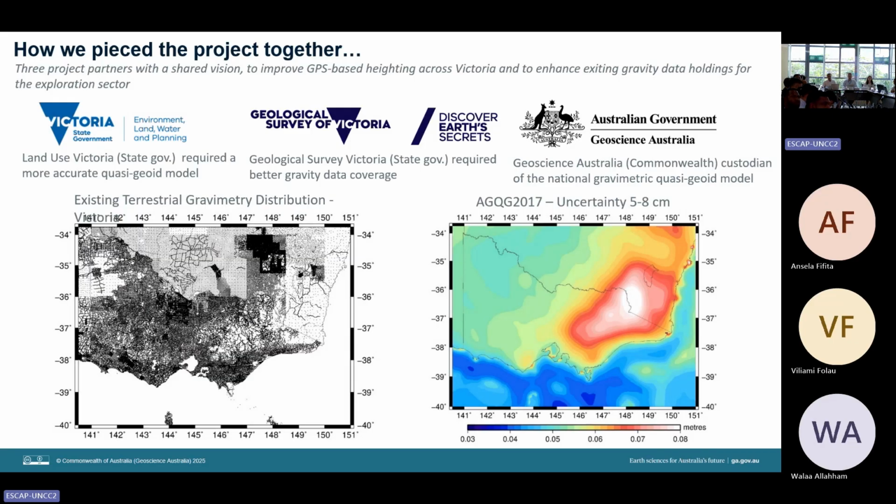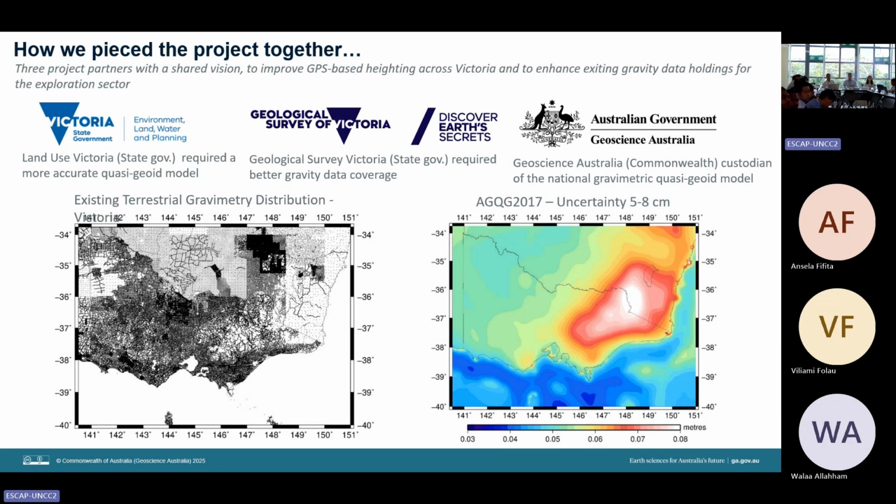From there, we built a two-part business case. Part 1 was the geodetic part, where we used new airborne gravity data to reduce the quasi-geoid uncertainty down from a roughly 5 centimeter, 8 centimeter level down to about 2 to 3 centimeters across that survey area, which includes urban areas where good heighting is really critical.